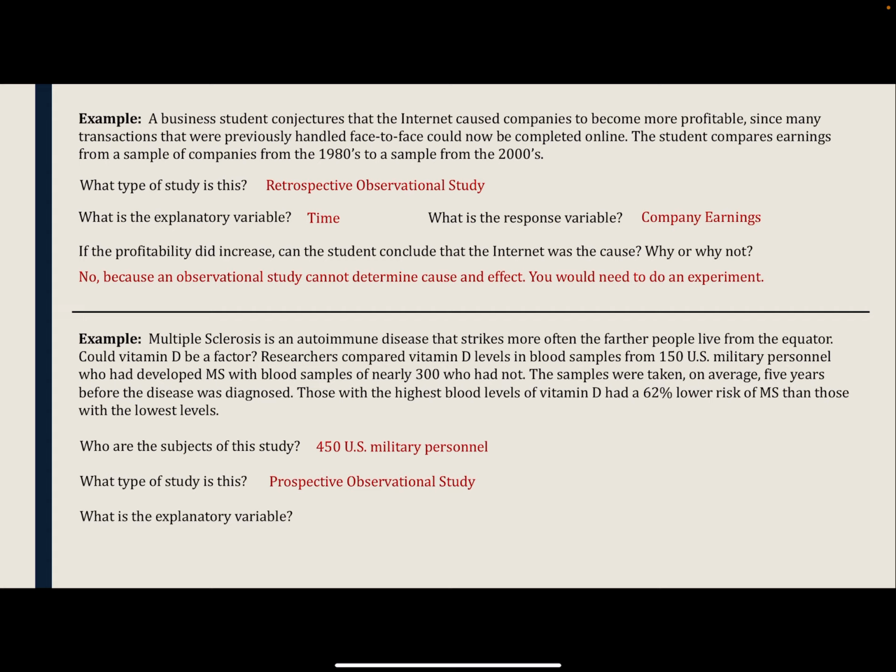The explanatory variable would be the vitamin D levels in the blood. And the response variable is going to be whether or not the subject got MS.